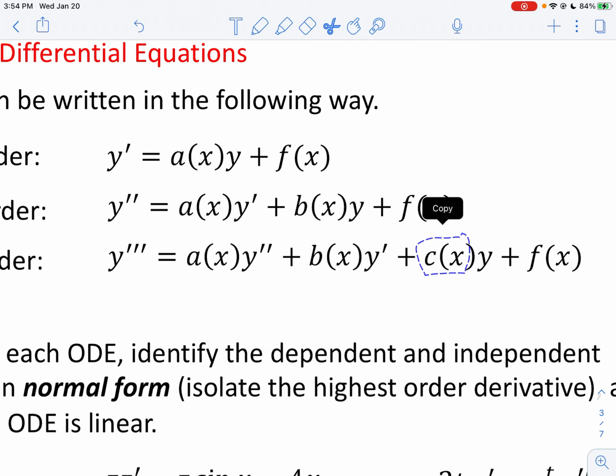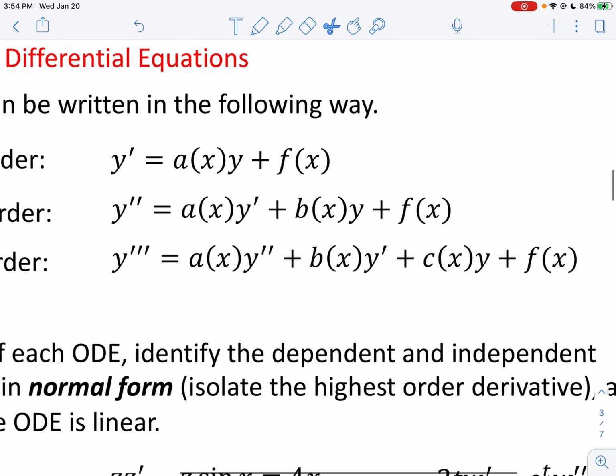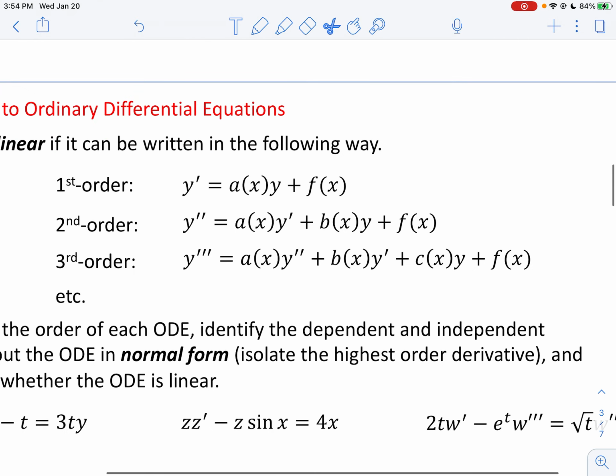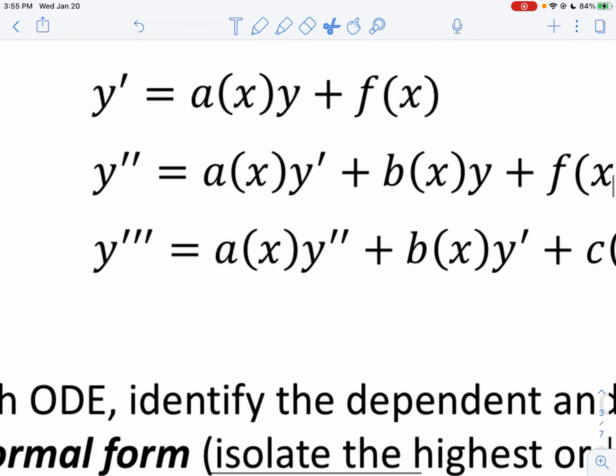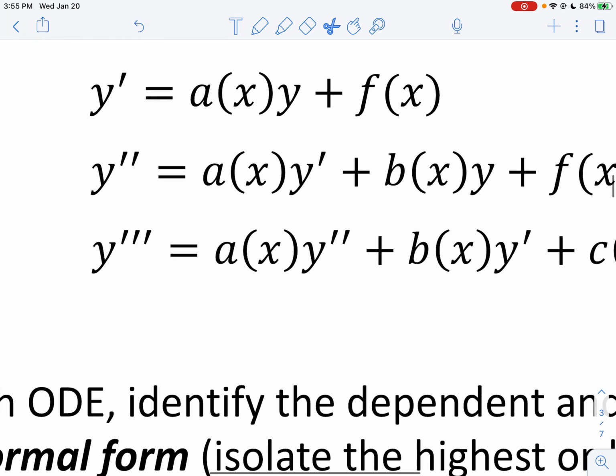Same here. This could be constants. It could be 0. If that's 0, then this would not be visible. And again, that also can be any function of x, including 0 or constants. And you would have a third order linear differential equation. What would make this not linear is if I multiplied this y double prime by y prime. Then we have a second order term right there. We don't want that for linear differential equations.